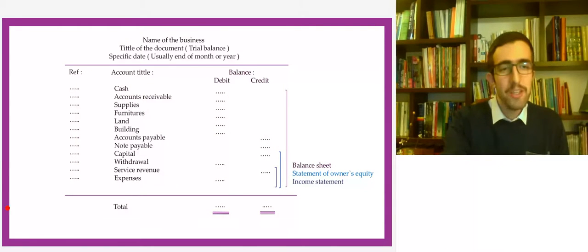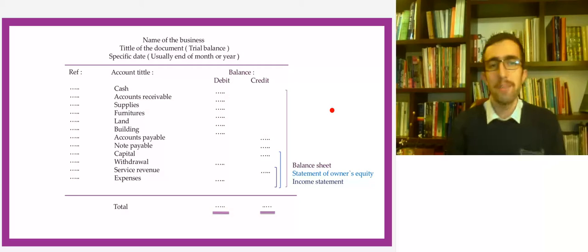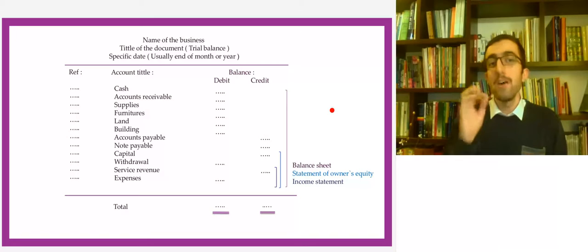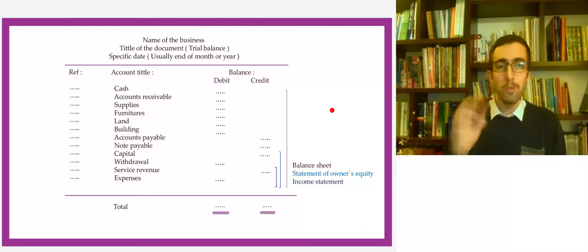On the next page, you can see an example of a trial balance. The first step to prepare this internal document is to write some data in the heading at the top. On the first line, we write the name of the business, such as BMW, Ford, Gillen, Amazon, and so on. On the second line, we write the title of the document. Here we want to prepare the trial balance, so we write trial balance. On the third line, we write the specific date for the document that we want to prepare.